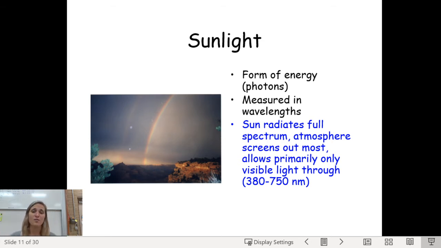But the atmosphere does allow visible light through, about 380 nanometers to 750 nanometers. And that allows us to see. Allows us to see color, which is a good thing. We need that or we'd be walking around without being able to see anything.